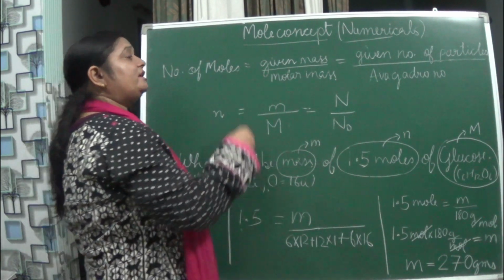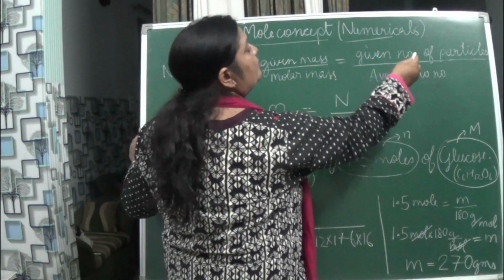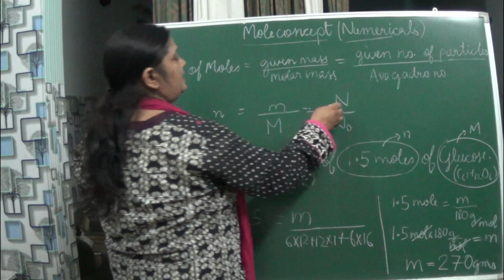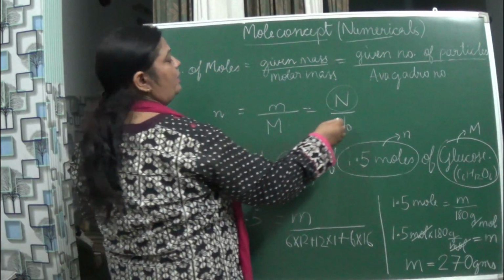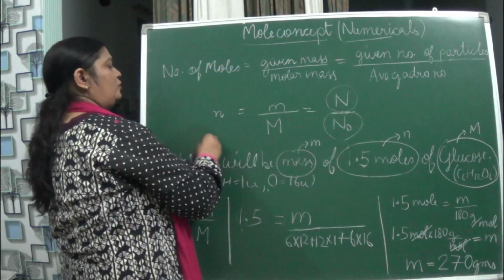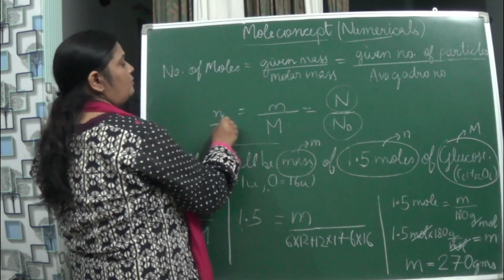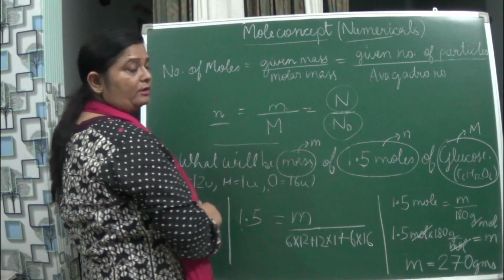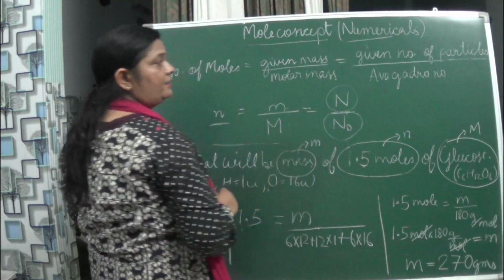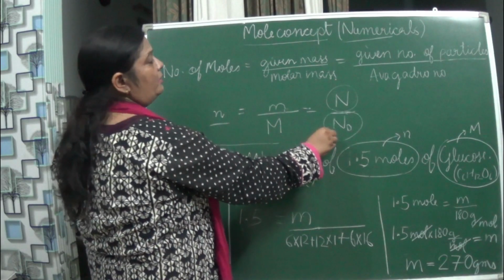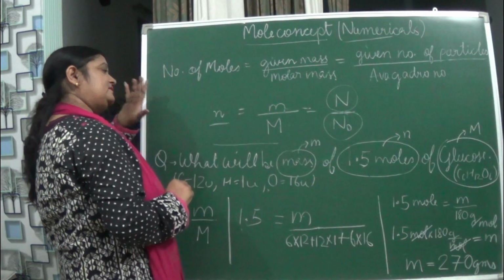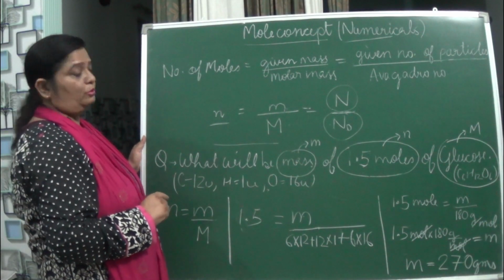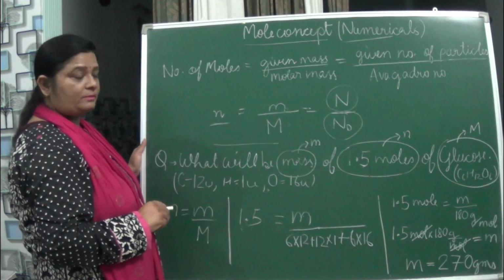It can also be calculated by given number of particles upon Avogadro number. Given number of particles can be written as capital N, and Avogadro number as N naught. In symbol form, n is for moles, small m is for given mass, big M is for molar mass, capital N is for given number of particles and N naught is for Avogadro number. Basically, with these formulas you will be able to do the numericals of mole concept. Let us come to some examples.